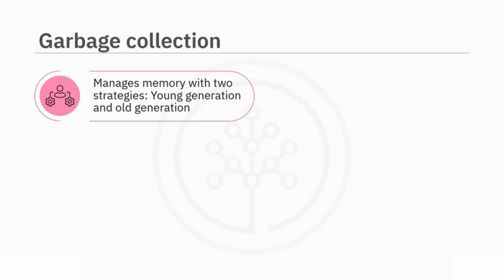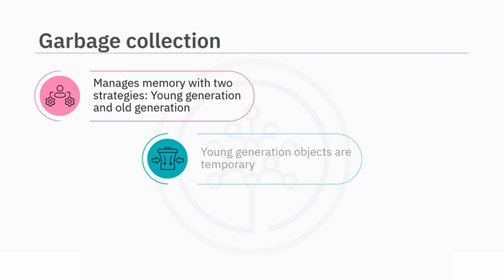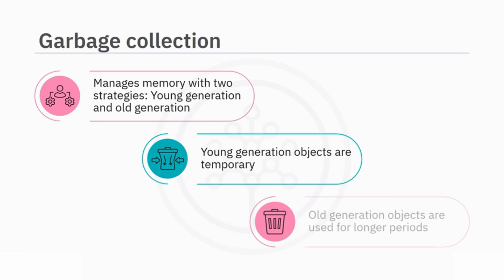This strategy divides objects into different generations based on their age. The young generation objects are temporary or only needed for a short time and then thrown away. So garbage collection cleans them up frequently to remove items you no longer need. The old generation are objects your app uses more often and for longer periods. The old generation is cleaned less often because these items are more likely to be used again.